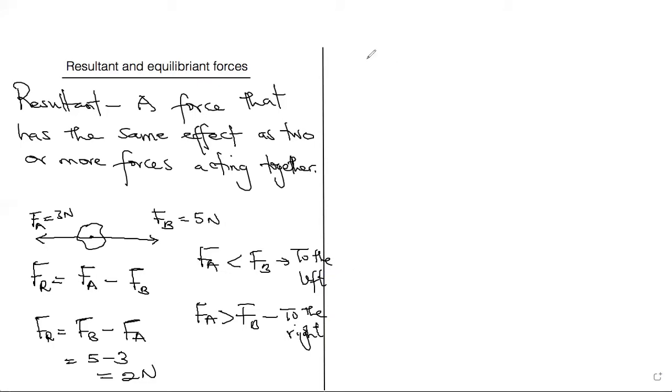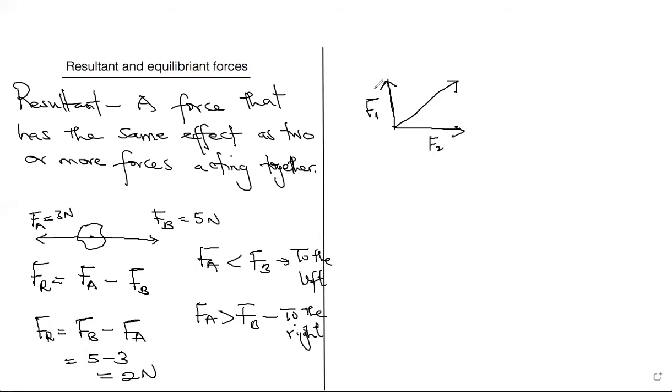What if you have two forces acting at right angle to each other, for example? Then what do you think the resultant will be? It's going to be a force that acts that way. I can move this force. Let's say this is F1 and this is F2.